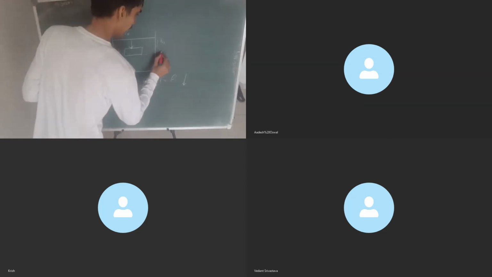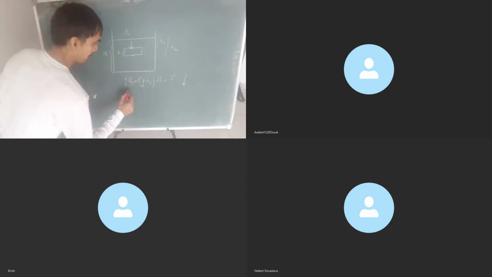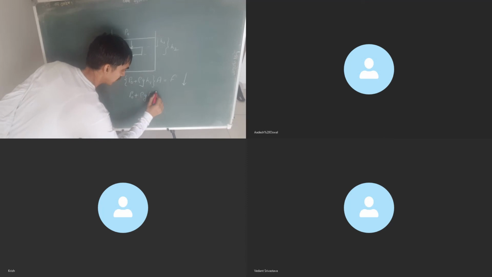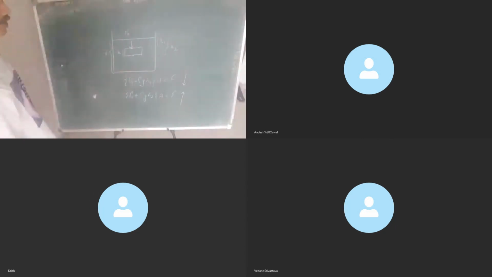This one is at a depth H2. Could you please let me know what pressure this surface is to bear? P naught plus rho g H2. That is rho, density of liquid, not density of solid, which we have done. Into area. This force will be in which direction? Upward direction, right?